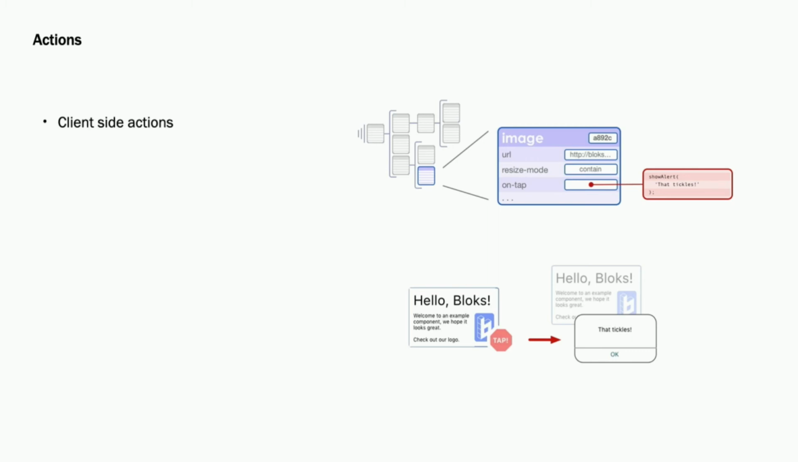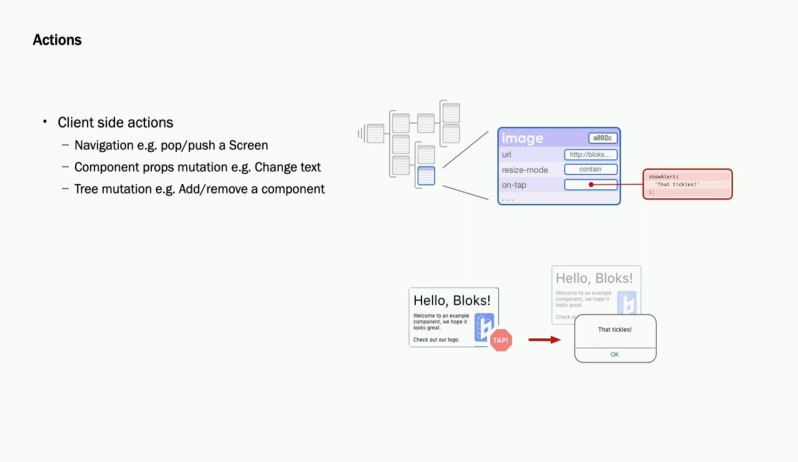Another area that might be interesting to you is interactivity and logic. So we can take a look at actions and scripting. Actions can be thought of as client-side actions, such as navigation. You could define an abstract way to navigate to a URL, or navigate to a certain component ID, or navigate back and forth, pop the screen, push another screen. Another client-side action that you might want to perform is mutating the props on the component itself, such as changing the text. You might want to remove or add components on the fly, so this also ends up being a mutation.